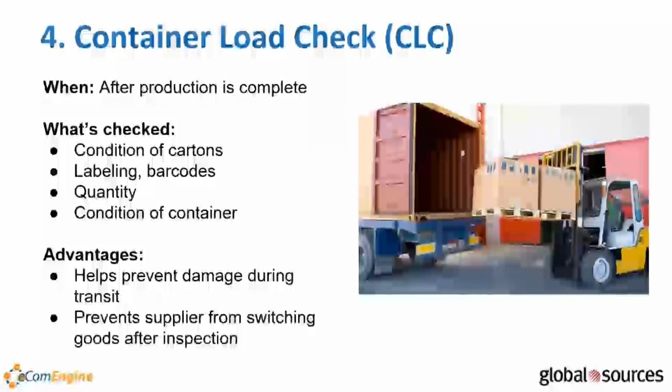And then the fourth most common type of inspection is container load check, or CLC. This type of inspection is usually done once production is complete and your goods have been packed and loaded into containers and they are ready for transportation. So once again, your specifications for labeling, barcodes, packing materials are all checked, to make sure that all of these things match your requirements. This can also be a good option if packaging is really important for you.